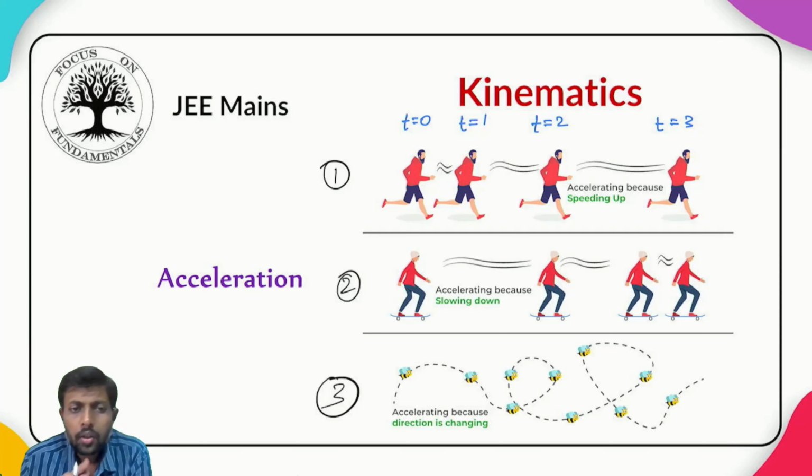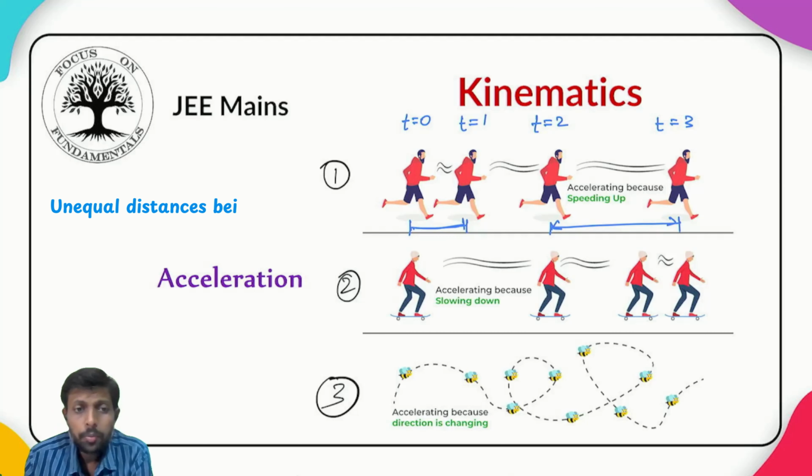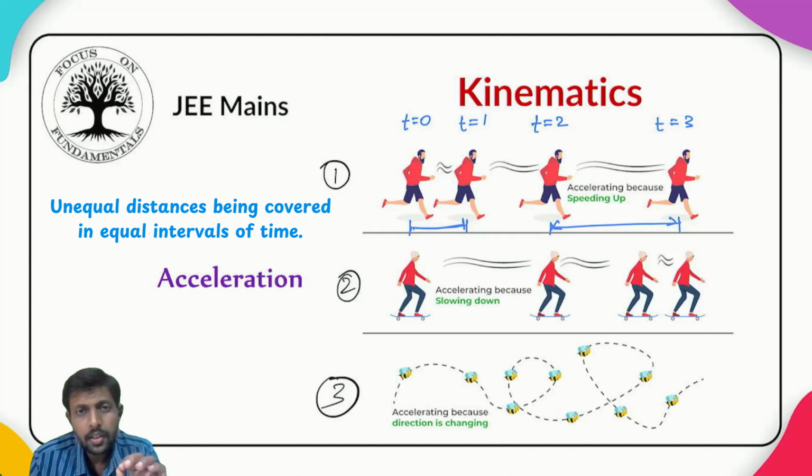And let's see what is happening in this 1 second interval. So from 0 to 1 second, the person covered this much distance. So in 1 second, it's covering this much distance. Whereas from t equal to 2 to 3 seconds, it's covering a larger distance. We all can see that, right? So this person's speed is increasing with time. And when that happens, we say that the object is accelerating.